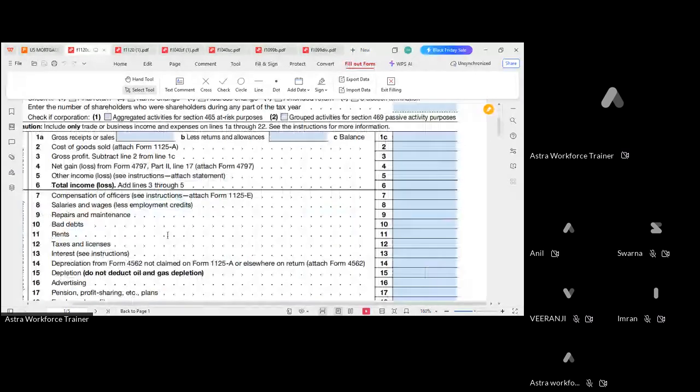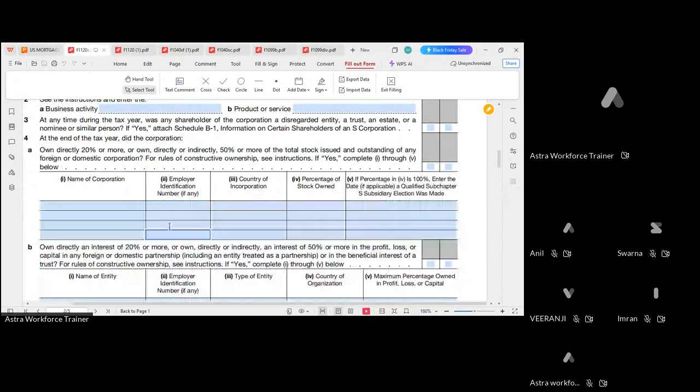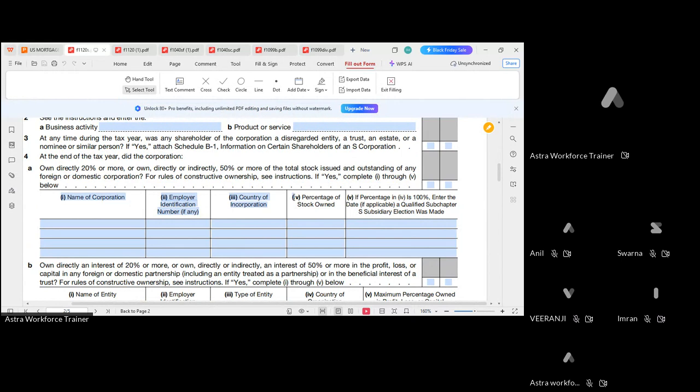And here there is another information also. Here you will get the name of the corporation and the employer ID, country of incorporation, percentage of stock owned, and percentage in 100%. Enter the data if applicable as a qualified subsidiary election was made. That means if only one owner has 100% of ownership, then we'll have to fill this. If not, this much is enough. Line numbers 2, 3, 4 are enough for the borrower details.